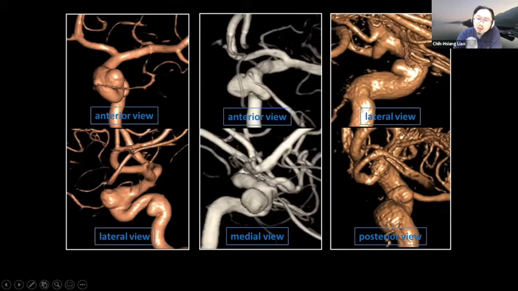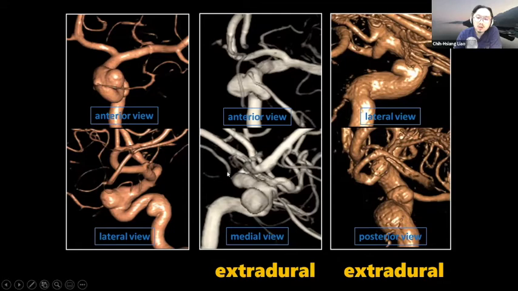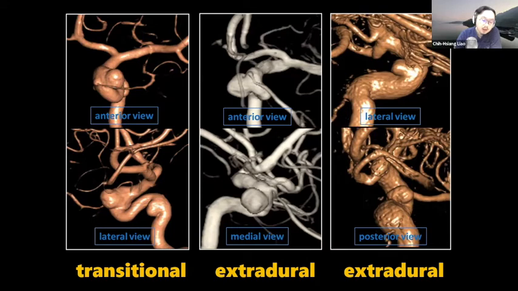And everyone has his opinion when looking at these DSA pictures. So actually, the right one is extradural. And this middle one, sometimes we use the ophthalmic artery to help diagnose the aneurysm, but it's not usually correct. And the middle one is also extradural. And the left one is a transitional paraclinoid aneurysm, which means it's half in, half out. The dural ring is at the aneurysm's waist.